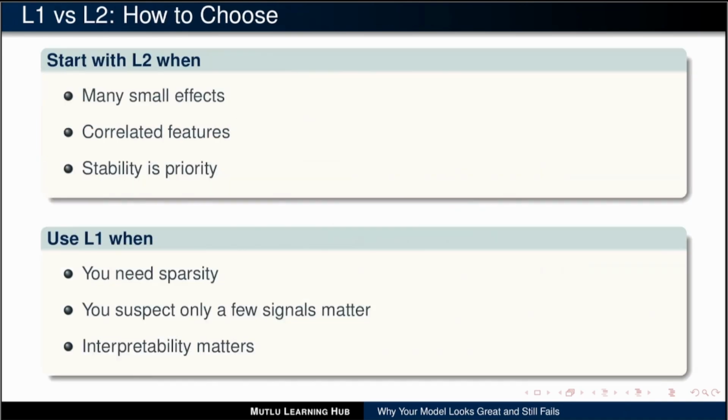So, which one should you use? If you expect many small effects or your features are correlated, start with L2. It's stable and it behaves nicely. If you really need sparsity, maybe you want a simpler model or interpretability matters, or you believe only a few features carry real signal, then L1 makes sense. And if you are unsure, you'll probably end up at ElasticNet.